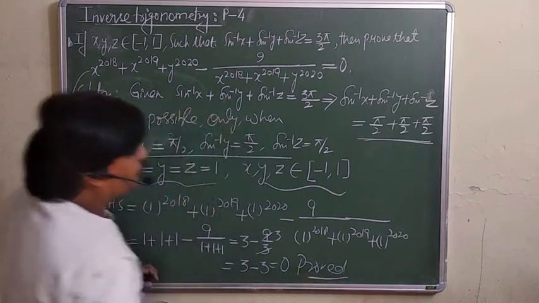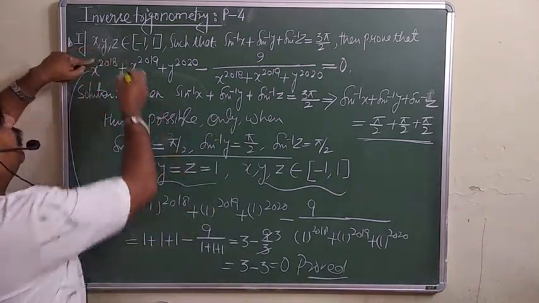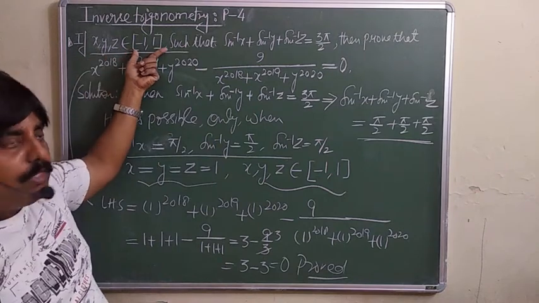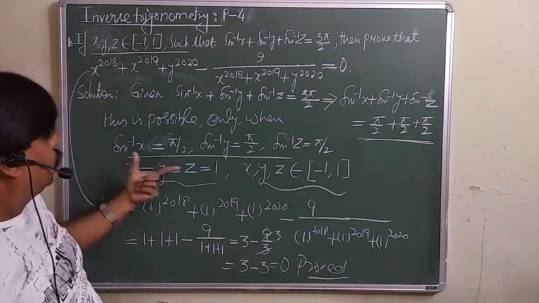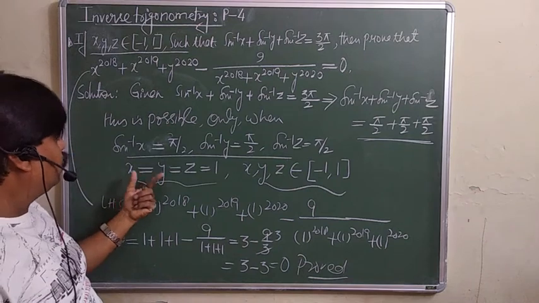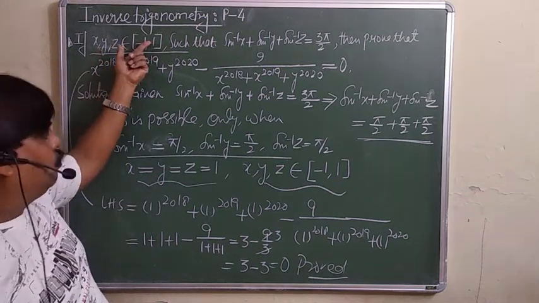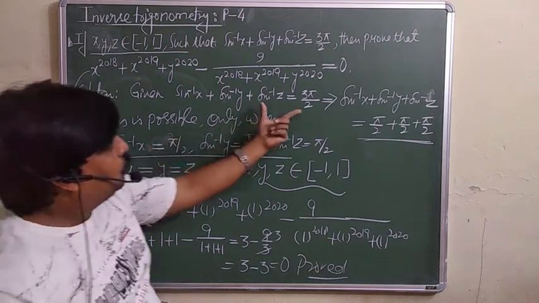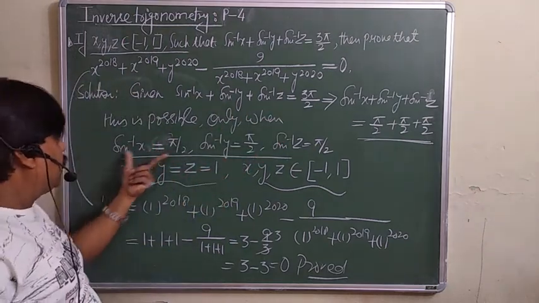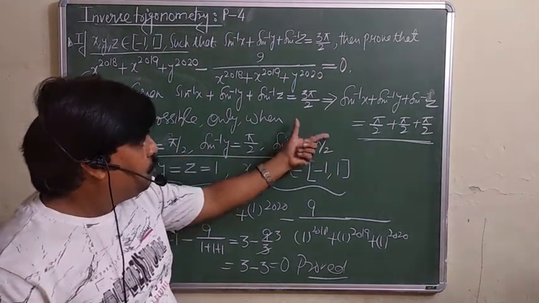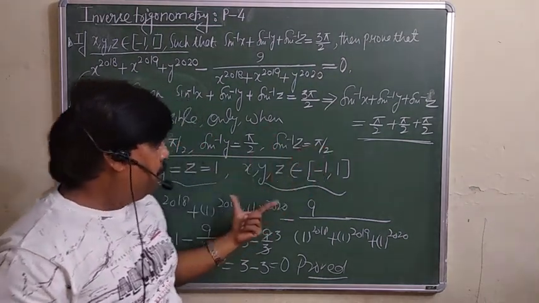The important point in this question is the condition, because x, y, z belongs to minus 1 to plus 1 in a closed interval. So the value of x, y, z should be either minus 1 or plus 1, including them. Other than this, it is not going to satisfy. So that's why sin inverse x must be equal to pi by 2, sin inverse y is also equal to pi by 2, and sin inverse z is equal to pi by 2. Now have a look.